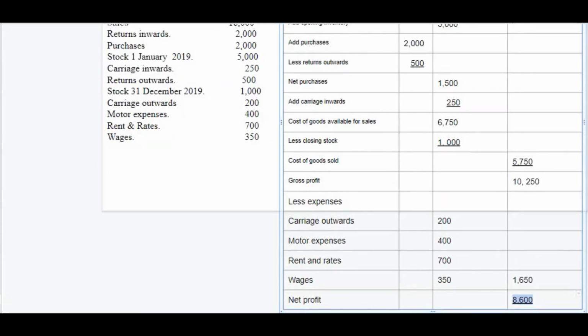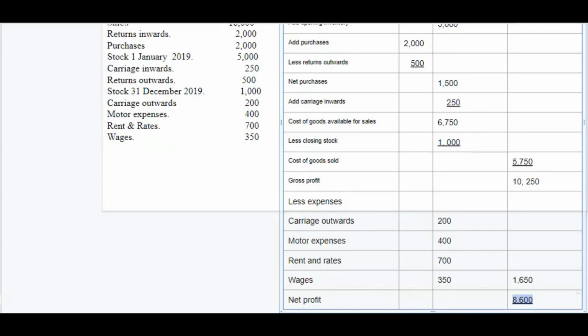All right, so we have in essence completed the income statement, because we calculate for gross profit and we also calculate for net profit. So the income statement is a combined account where you have the trading section and the profit and loss section. In the trading section, you are calculating for gross profit, and in the profit and loss section, you are calculating for net profit.